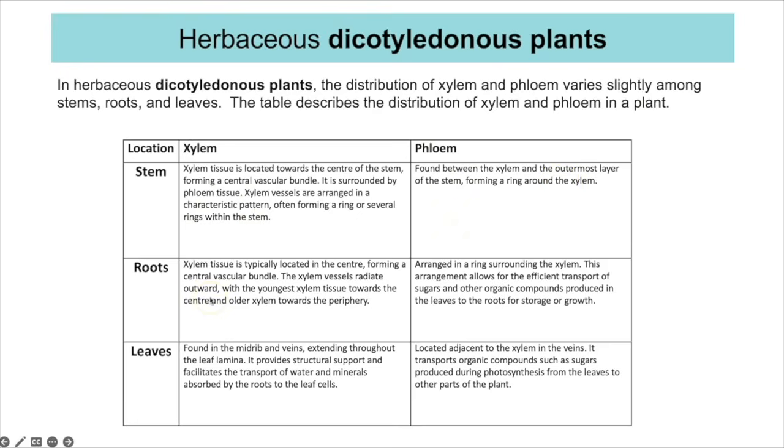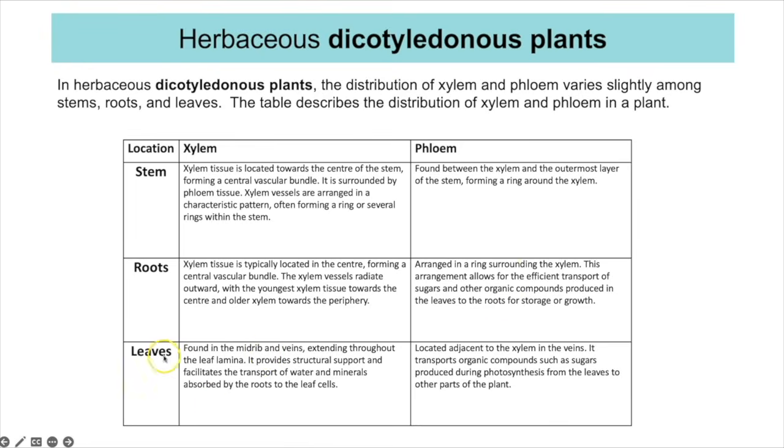In the roots, the xylem tissue is typically located in the centre again, forming that vascular bundle, and the xylem vessels radiate outwards, with the youngest xylem tissues towards the centre and the oldest towards the outside or the periphery. The phloem is arranged in a ring surrounding that xylem, and this arrangement allows for the efficient transport of sugars and other organic compounds produced in the leaves to the roots for storage.